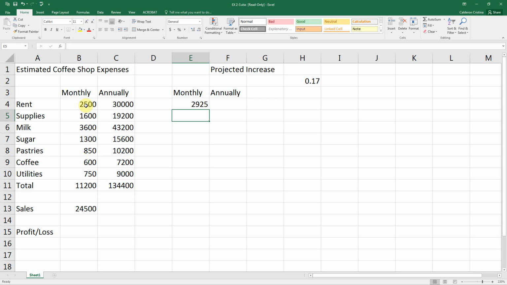Enter. That's better, right? And then you're just going to autofill. But remember, in order to use the autofill, you have to absolute cell reference that one number.